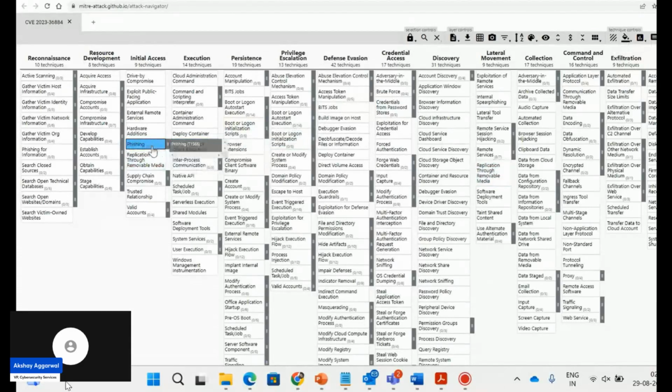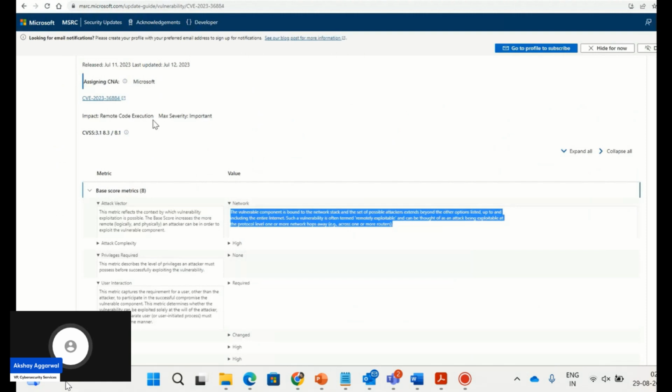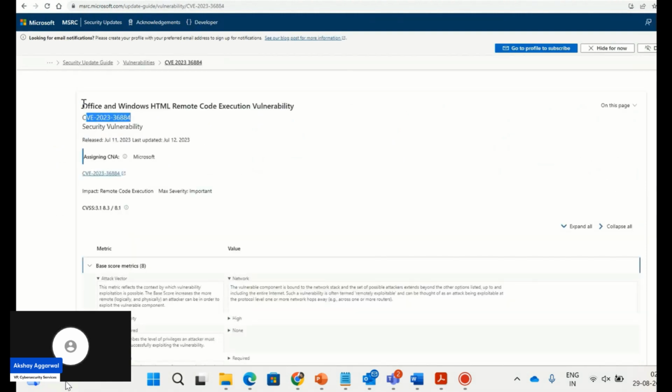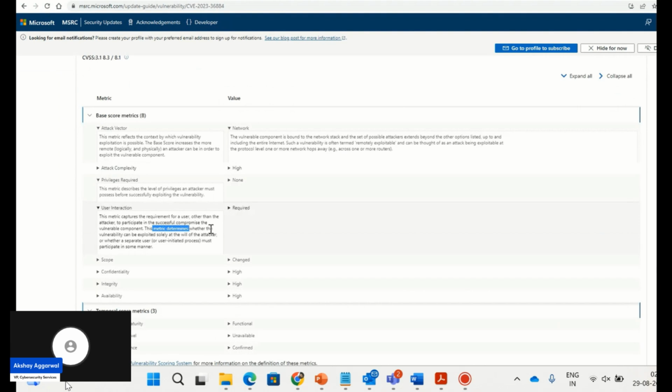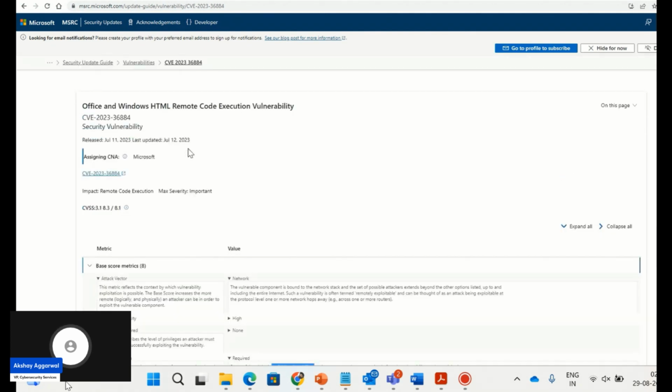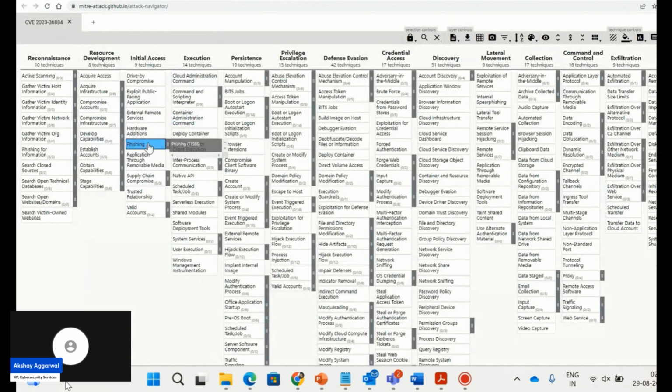And now you've got an understanding that, since this vulnerability is affecting the Office and Windows application, user interaction is required. And as I said, reading other blogs, I've come to understand that phishing is the initial attack vector. It is a technique that the attackers used to exploit this vulnerability. That is the reason I've chosen phishing here. Other techniques listed under this tactic, like drive-by compromise and exploit public-facing application, are not applicable here because this is specific to Microsoft Office, and it requires user execution.